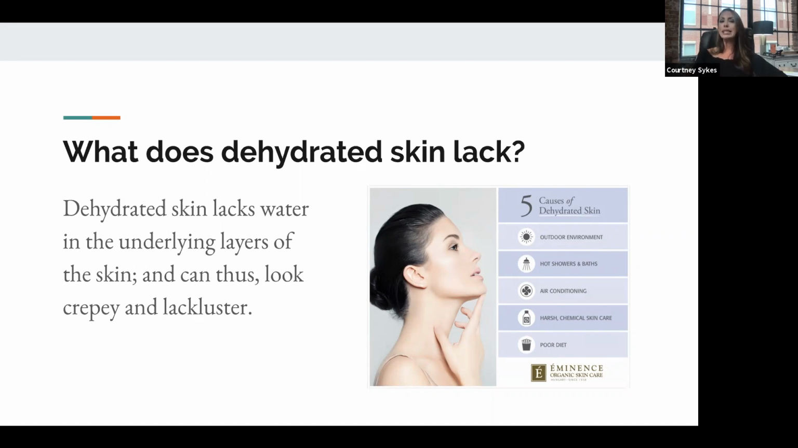But then also addition of serum-based hyaluronic acid, which we know hyaluronic acid binds water to the skin. And then these squalene-infused serums, such as the lipid drops that everybody's obsessed with, that is a big one.